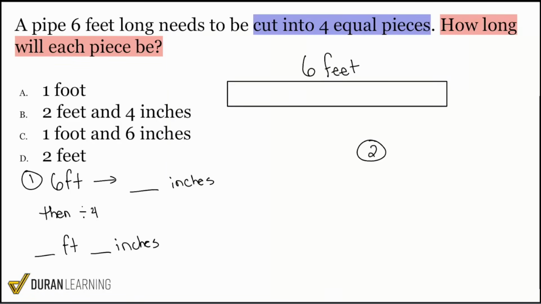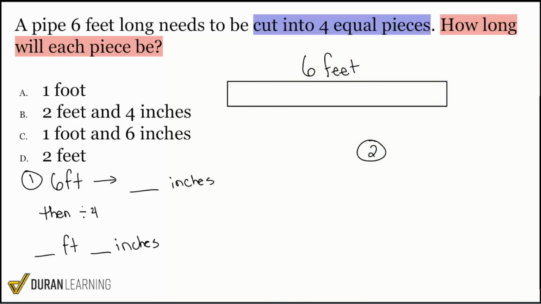And I'm going to tell you right now, I already know that we are going to have feet and inches. How do I know this? Everybody, quick question. 6 feet, is it divisible by 4? Like a clean 4? No, it's not. It's not a clean division. So we know at the very least that this is not going to be a whole number of feet. It's going to be some number of feet along with inches.